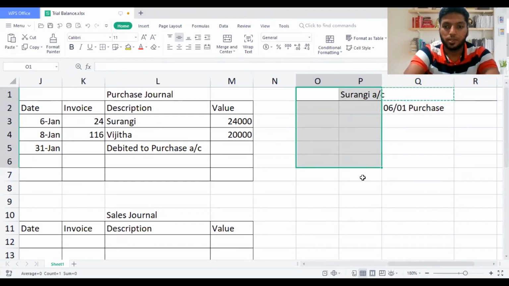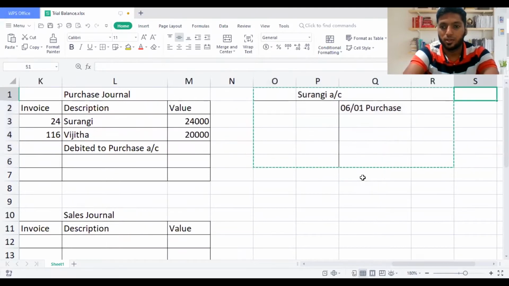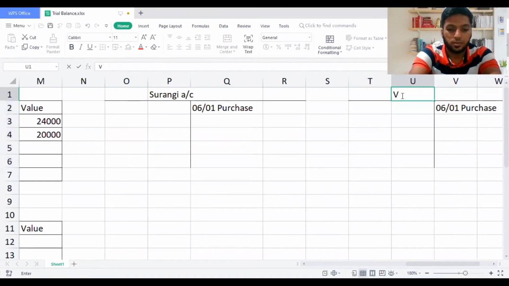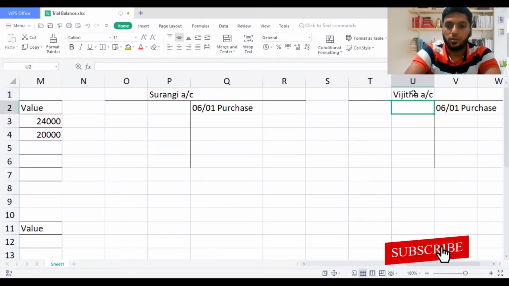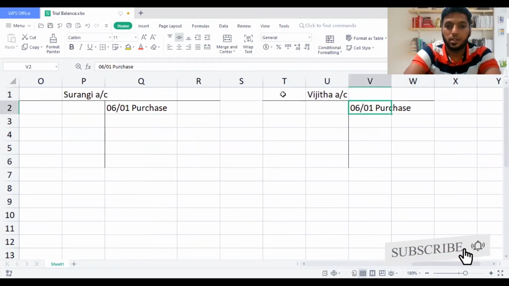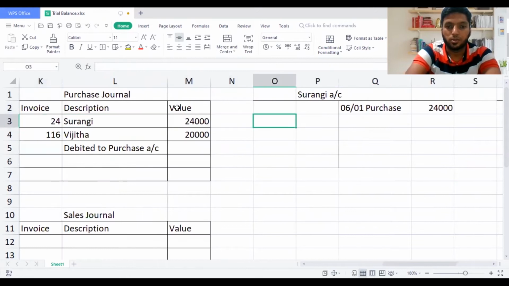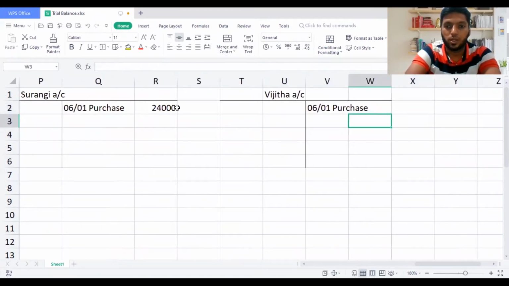I need you guys to be a bit patient. My laptop is slow. Okay. So I'll record here. I'll write here Vijita. What is the date? 8th first, purchase. Yeah, I forgot to write the amount, 24,000. And here it's 20,000, right? So 8th first is going to be 20,000.